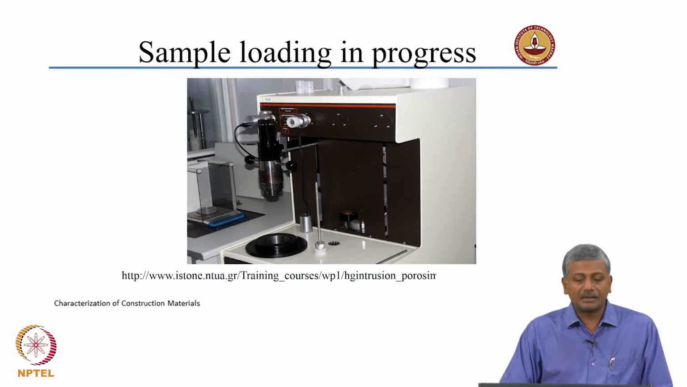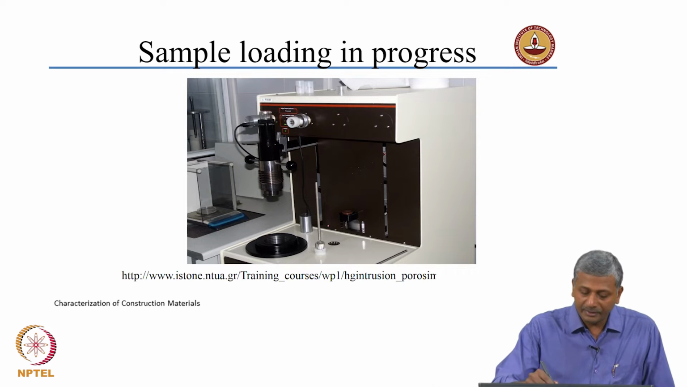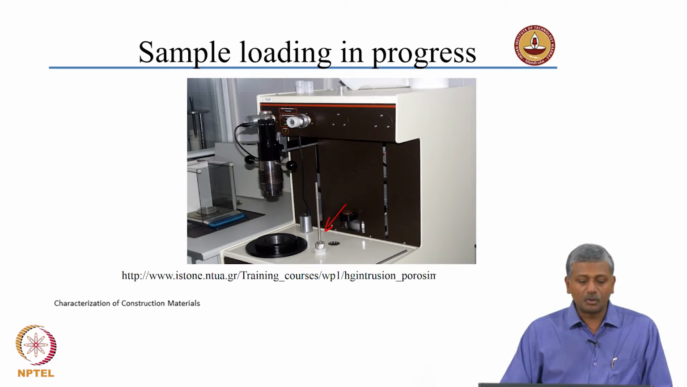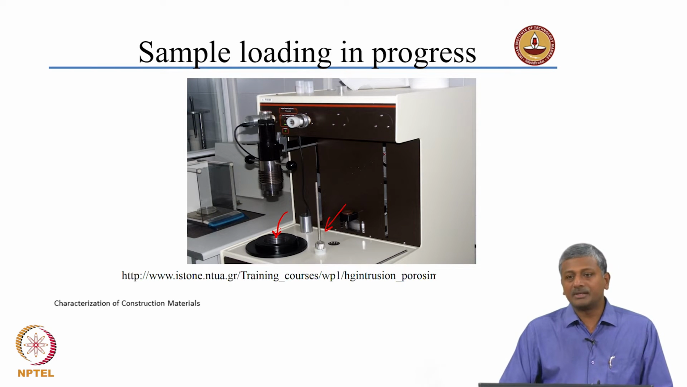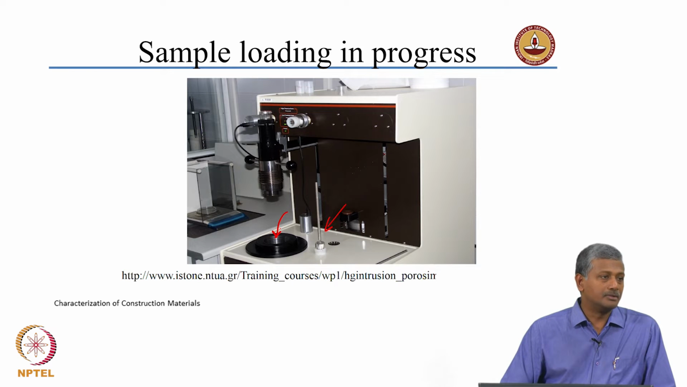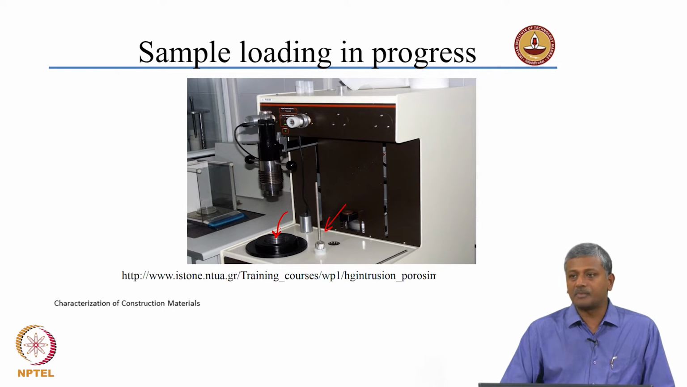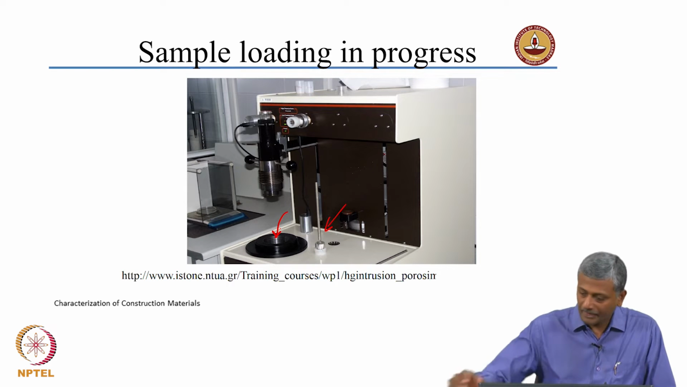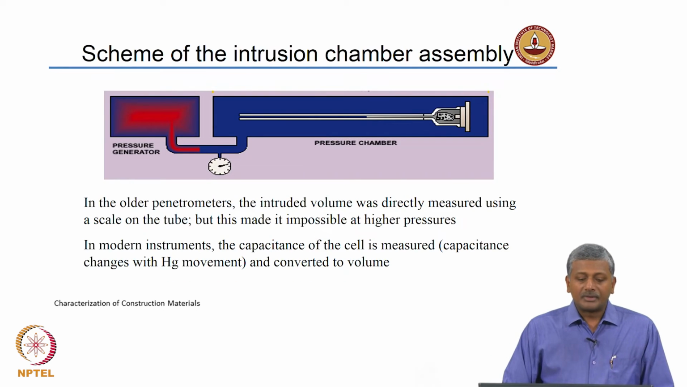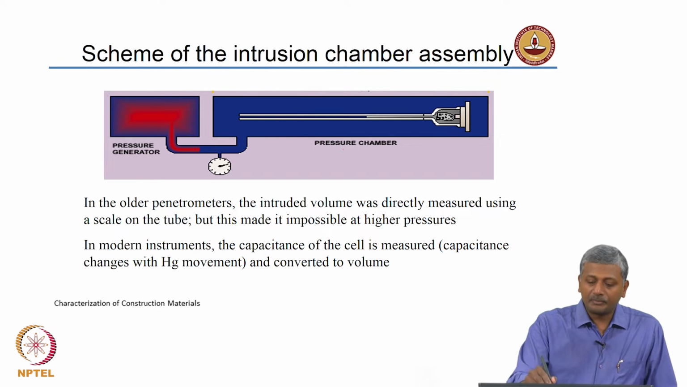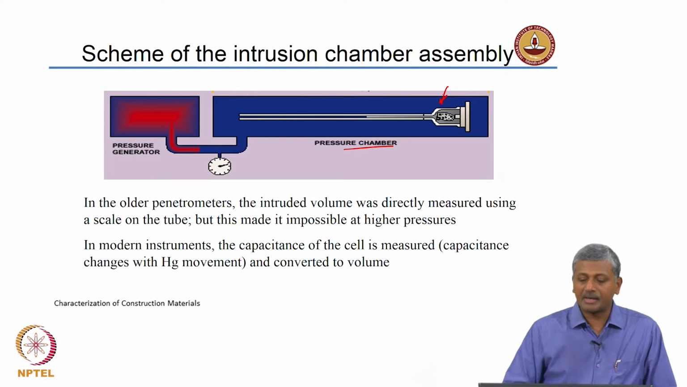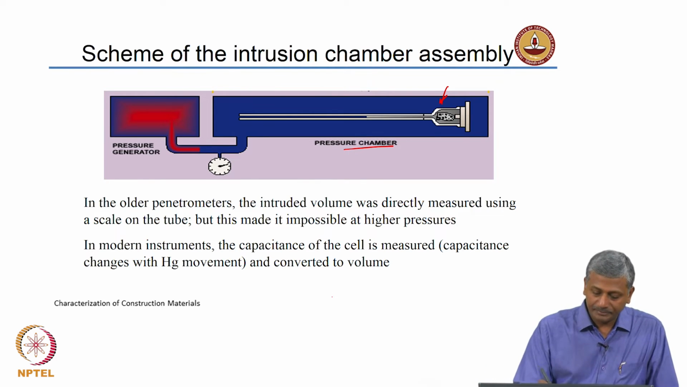So, this is a typical experiment where you have this sample holder, which is going to be loaded into this high pressure vessel or chamber. The pressurization is done with the help of hydraulic oil, and that is what exerts such high pressures to push the mercury into the chamber. This is the brief layout of the pressure chamber, into which the sample holder or sample container is kept. The sample container is also called a dilatometer.